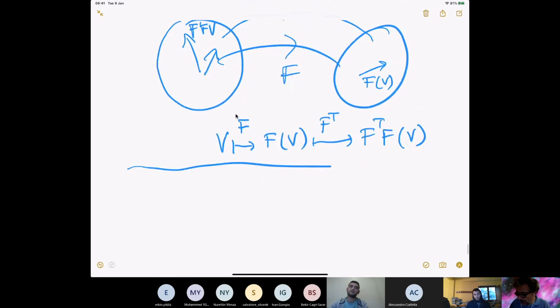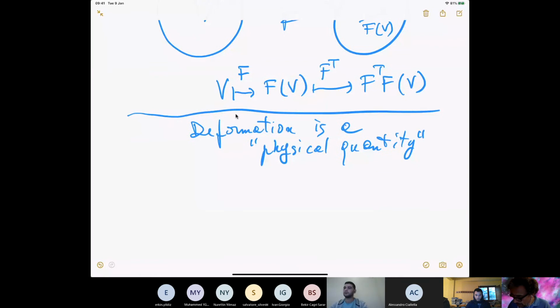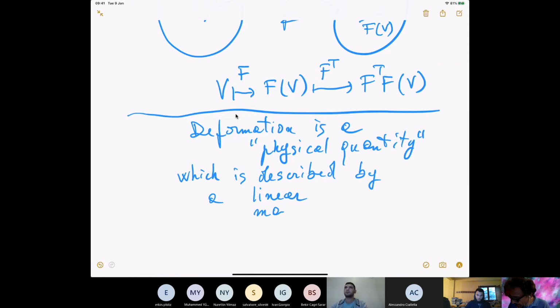So deformation is a physical quantity which is described by a linear map from VB into VB.